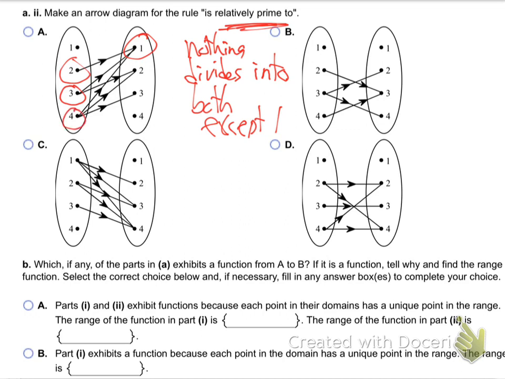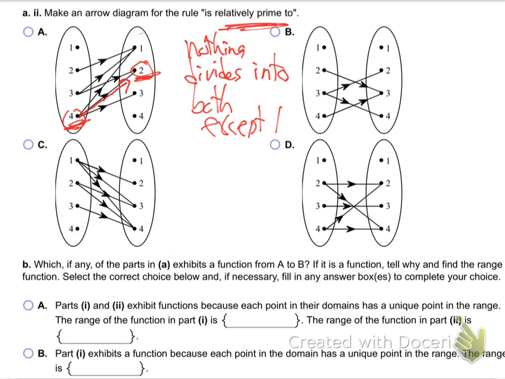Okay, 4. Here, let me show you where it breaks. 4 is going to 2. That's a problem. Why? Because 4 and 2 both have 2 in common, don't they? So relatively prime means nothing goes into them. But 2 and 4, they're not relatively prime because 2 goes into both of them. So they're not relatively prime. They should not be connected.